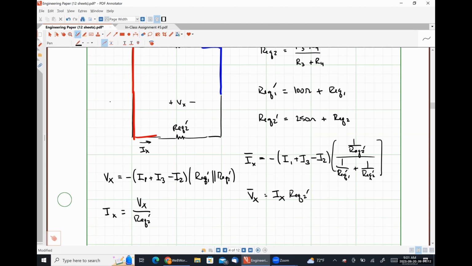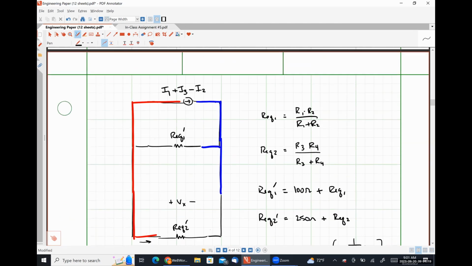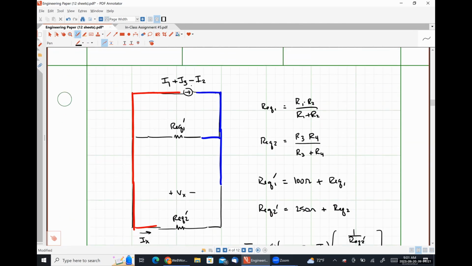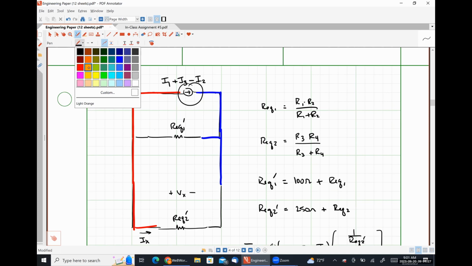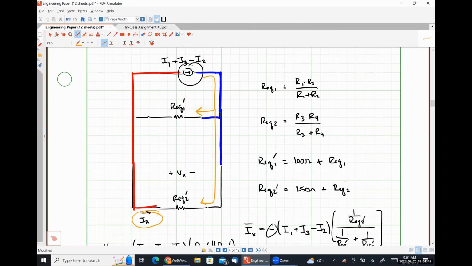Yes, Isaiah. The negative here is because this current direction to the right is what's splitting up between these two paths. Based on how we defined current division, we would expect this current to split. Some of it is going to split this way, some of it is going to split this way. This Ix is in the opposite direction, so we need the negative sign.